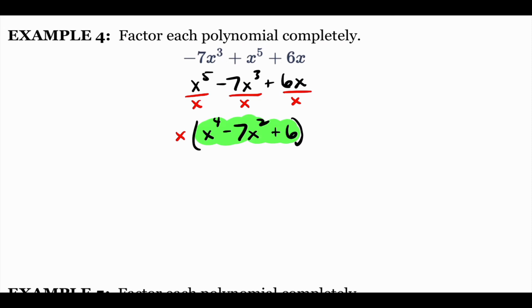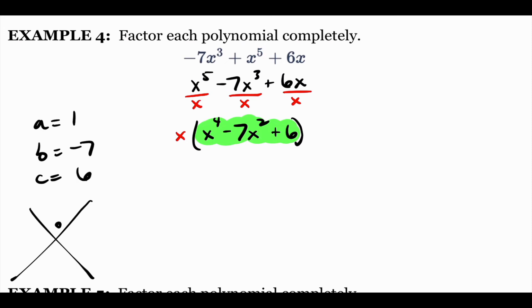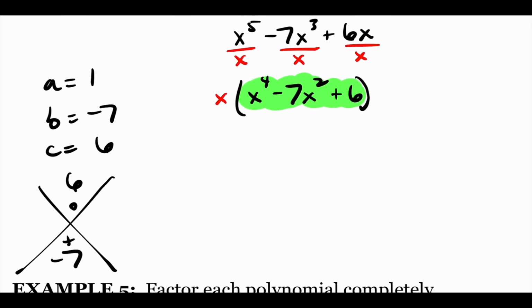Next step. Leading term is positive, yes, we're good there. A, B, C. A equals 1, B equals negative 7, C equals positive 6. What are the two numbers that multiply to be 6 and add up to be negative 7? There you go.